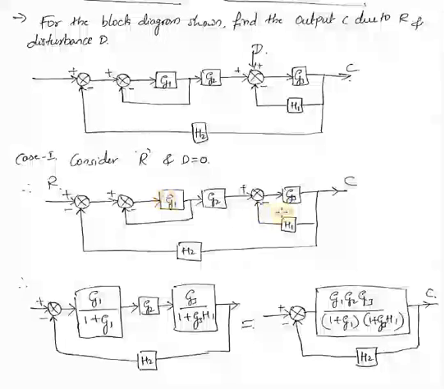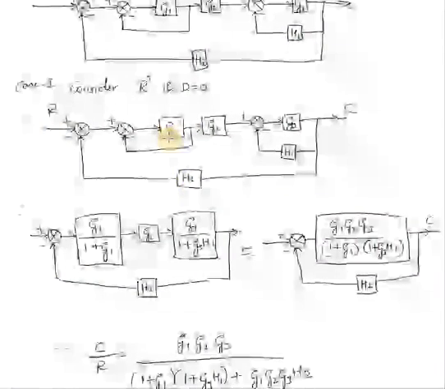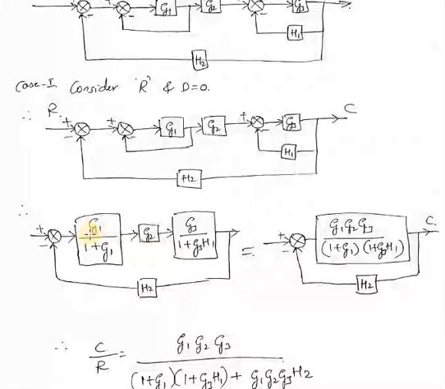For these two canonical forms, you can write the transfer function directly. For this, the transfer function will be G1 divided by 1 plus G1 into 1, where I have taken the positive sign because here we have negative feedback, and the transfer function of this feedback block is 1. G2 remains as it is. Then this other canonical loop gives G3 divided by 1 plus G3 into H1. Again I have taken the plus sign because we have negative feedback here.